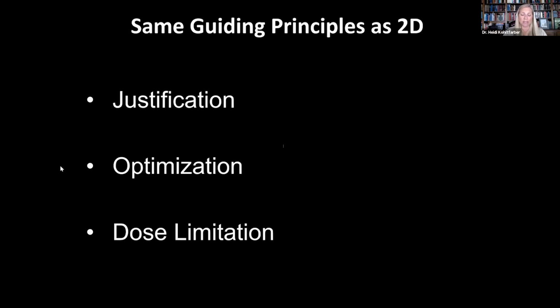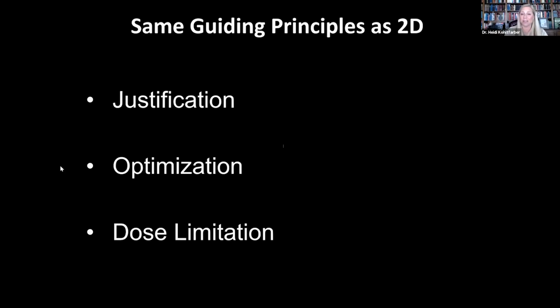We want to optimize it, so use the smallest field of view to achieve the task that you are interested in. And of course, dose limitations. Use the appropriate exposure setting for the patient. We don't need to over or underexpose the patient. And actually, what we see with CBCT a lot is people tend to underexpose the patient, which is actually a little bit more dangerous than over. But in any case, dose limitation.